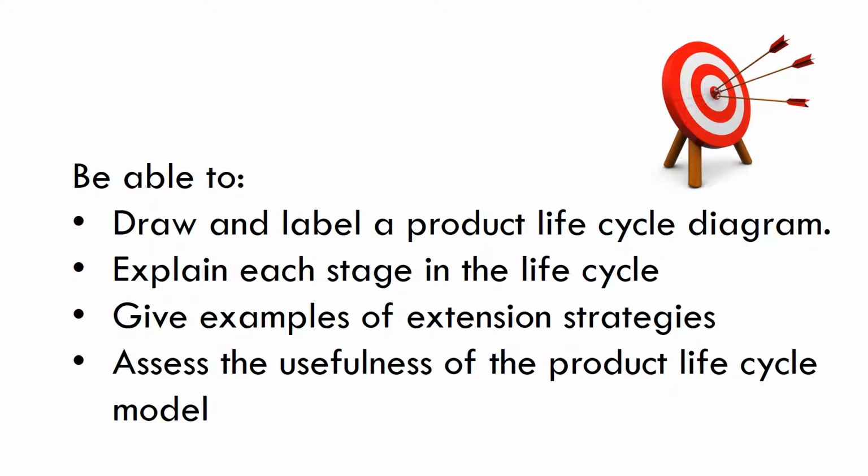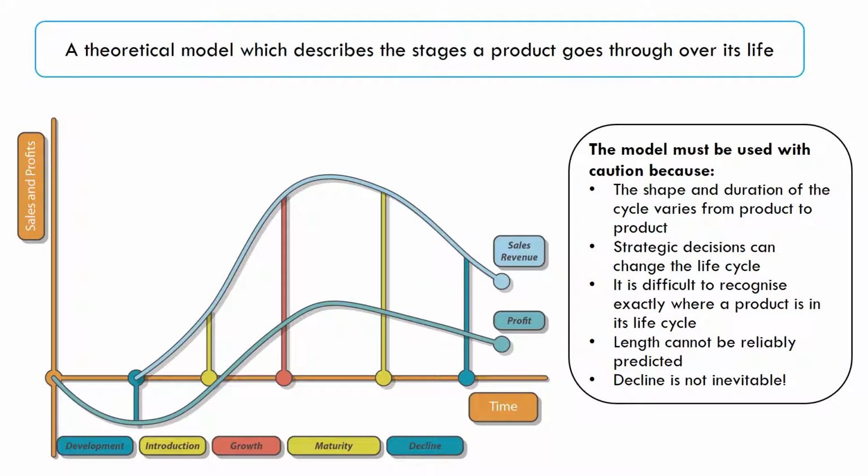So in this video, we've looked at the product lifecycle diagram, we've looked at the stages, and we've looked at some examples of extension strategies. Now, why is it useful, this model? It is because if we can understand the shape and duration of the cycle, we can better understand how we should be marketing or how we should be changing the marketing mix for a product.